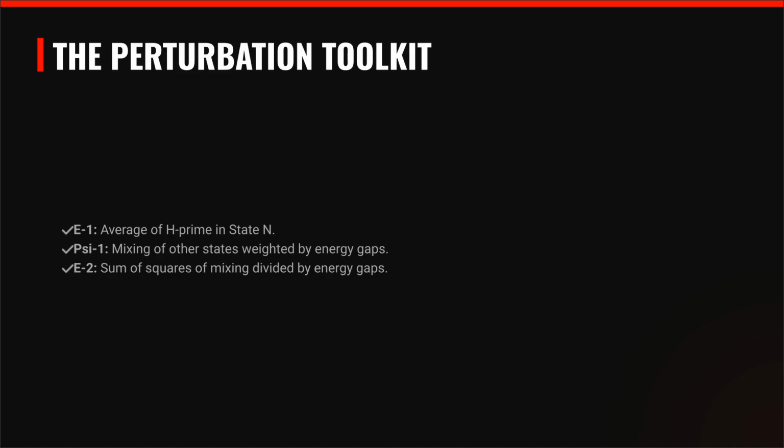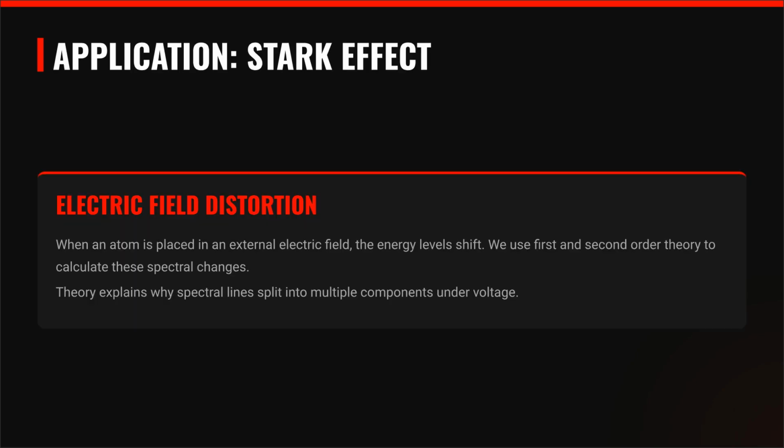E1 is the average of the perturbation. Psi1 involves the mixing of other states weighted by the energy gaps, and E2 is the sum of the squares of mixing divided by those energy gaps. A key application is the Stark effect, where an external electric field distorts atomic energy levels. Perturbation theory allows us to calculate the resulting spectral line shifts and splitting.